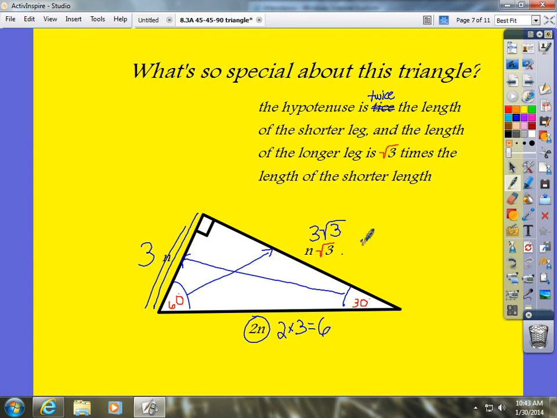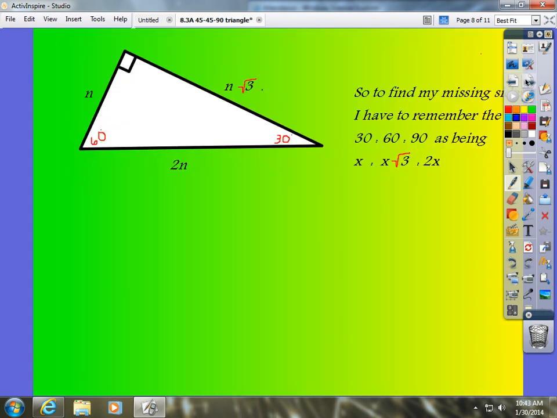Pretty easy, huh? Alright, so to find my missing side, I have to remember that in order from angles 30, 60, 90, so I'm going up in angles, my side ratios are x, x times the square root of 3, and 2x. So if I had this being 4, this would be 2 times 4, which equals 8, and this would be 4 times the square root of 3. Really, really easy. Really great for calculating.